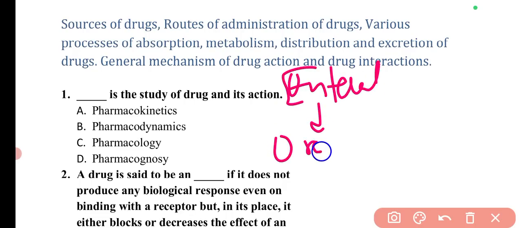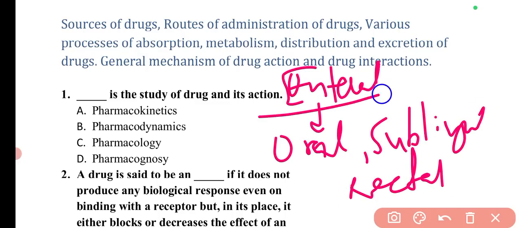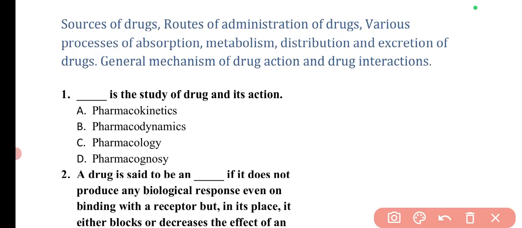For example, the oral route comes under the enteral route, and there are also the sublingual and rectal routes. These all come under the enteral route. Enteral route means other than parenteral. So these come under enteral, and the other class is the parenteral routes, or the injection type.